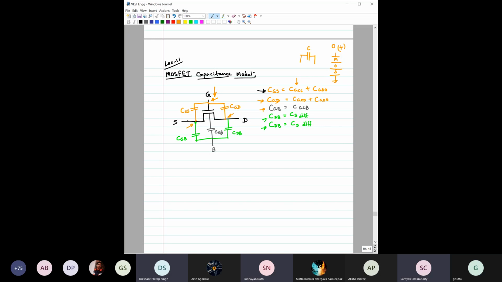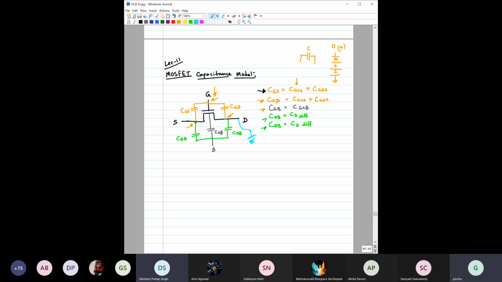So can we not say that CGD and CDB are in series? Why? Yes, sir, I was just thinking the same thing, CGD and CDB are in series. Please explain why. How can you say that these two are in series? Because both of them are connected to D at one point. But this D is fixed at some DC bias, right? Are you not getting my point? Yes, sir, this is connected with some DC voltage.